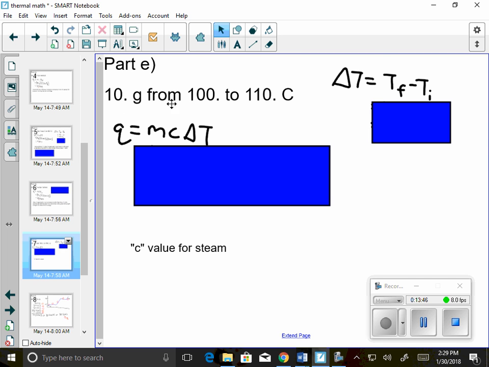Part E, 10 grams from 100 degrees Celsius to 110 degrees Celsius. Reminder, use the C value for steam. Once again, feel free to pause the video so you can try to figure it out, and then I will reveal the answers in a second.